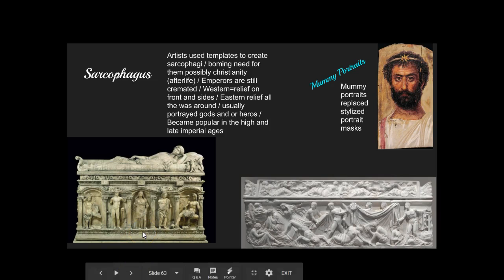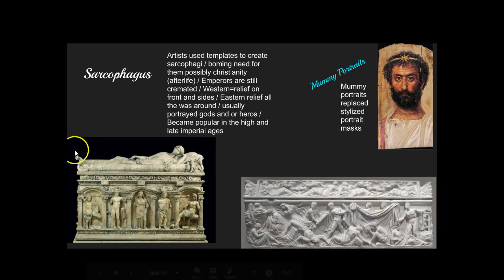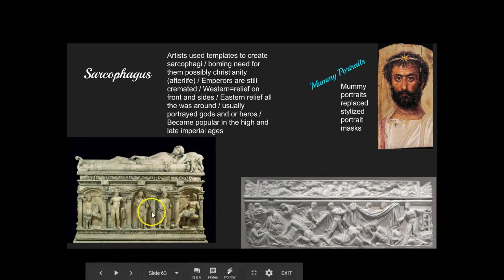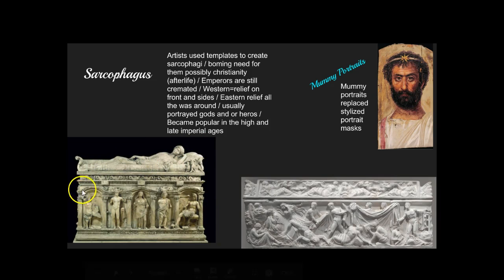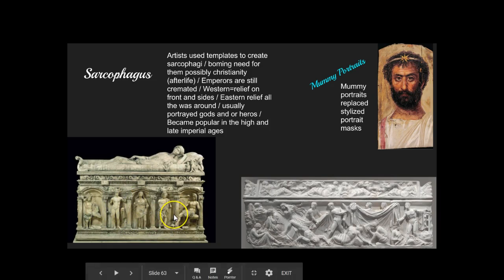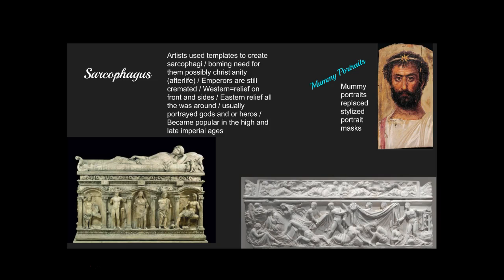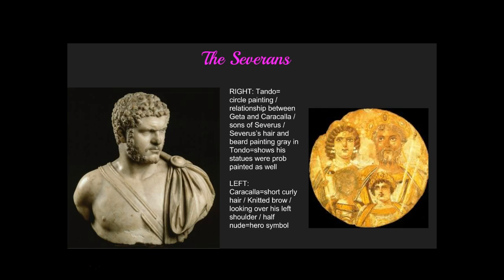So these are two different types of sarcophagi. You still see the influence of the Etruscans here on the top. The arcuated post and lintel structure here of the Greeks, but then we also see Roman influences. We've got mummy portraits on the right side. It was a painted board that was placed on top like a funerary mask. Lots of reliefs usually portrayed gods and heroes onto their sculpture, and it became very popular in the high and late imperial ages.